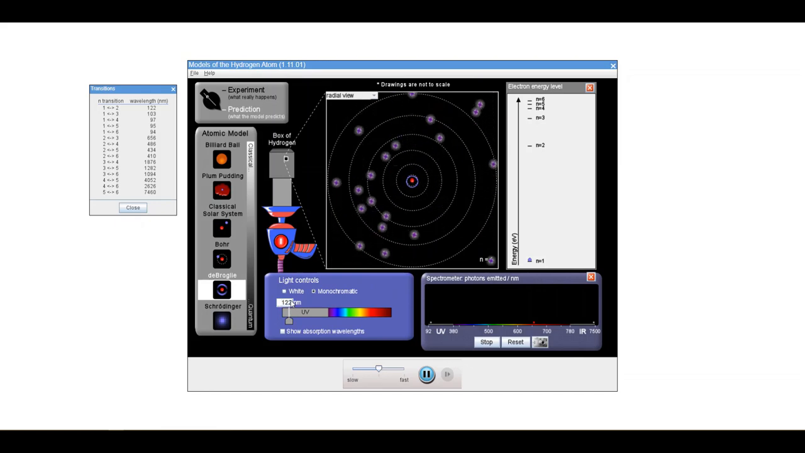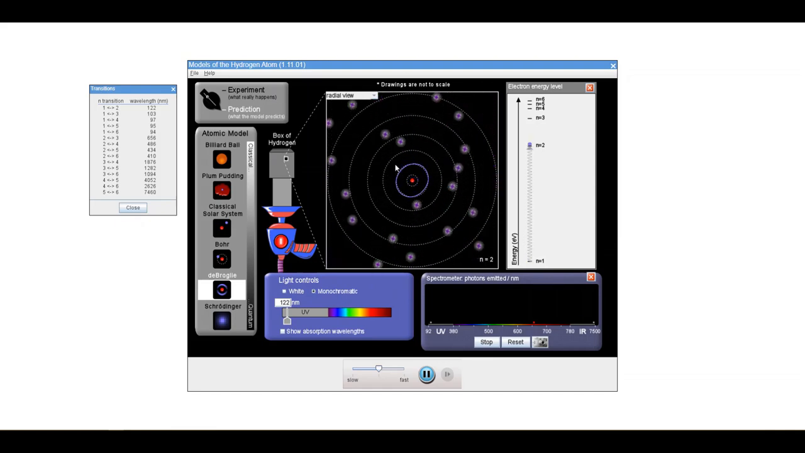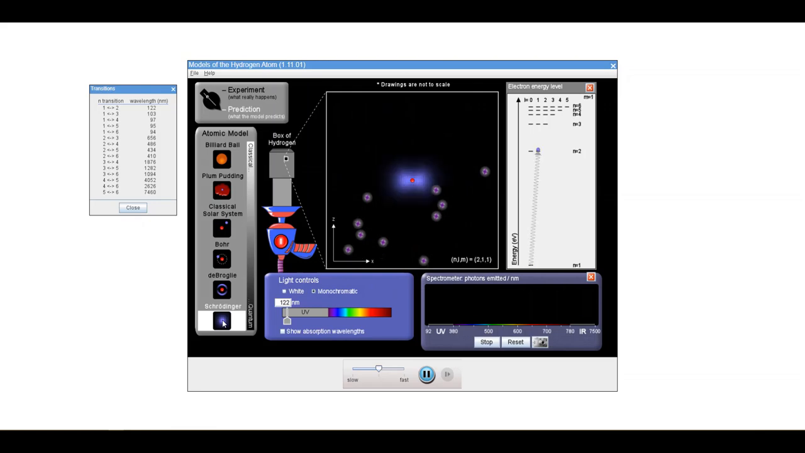Let's find a higher energy state that we can excite it to. 122. You can either move this with your cursor, or you can put in a number. Put in 122, and look what happens. It goes to a higher energy state. It turns into a different wave, right? That's kind of a wave that's going around. You just can't tell because it's such a small circle. We'll get there in the next chapter. The Schrodinger atom is a whole other thing.